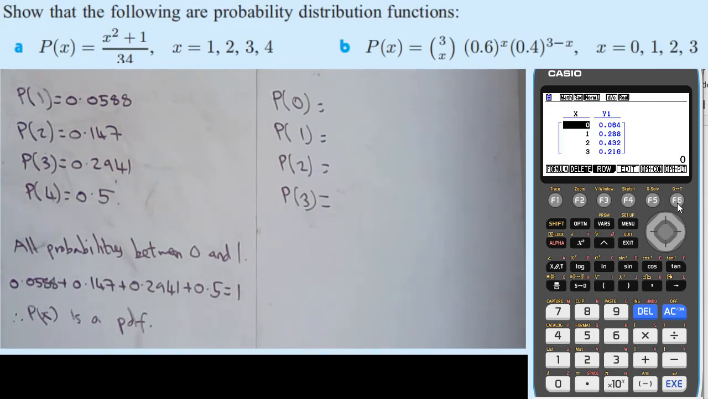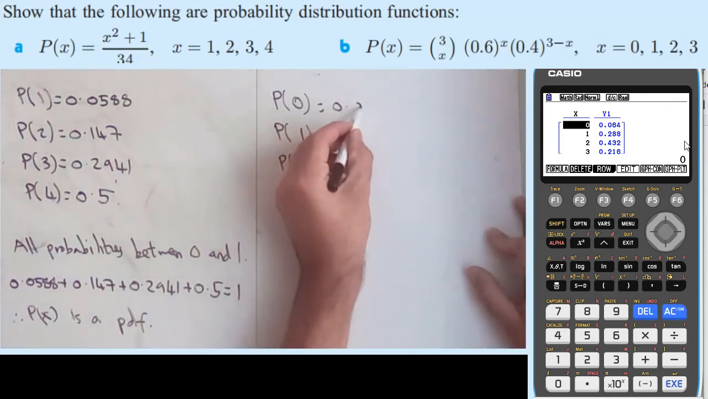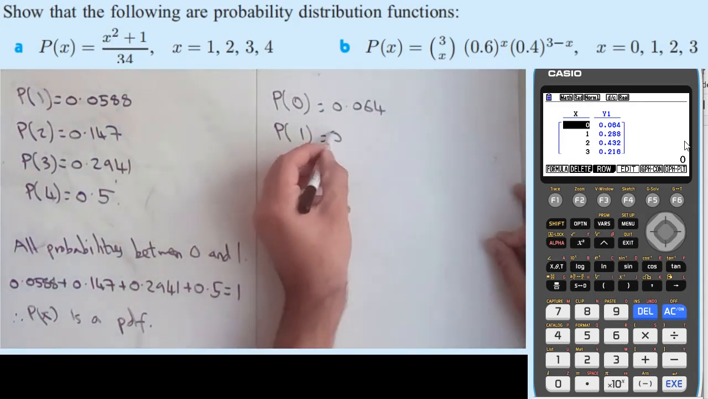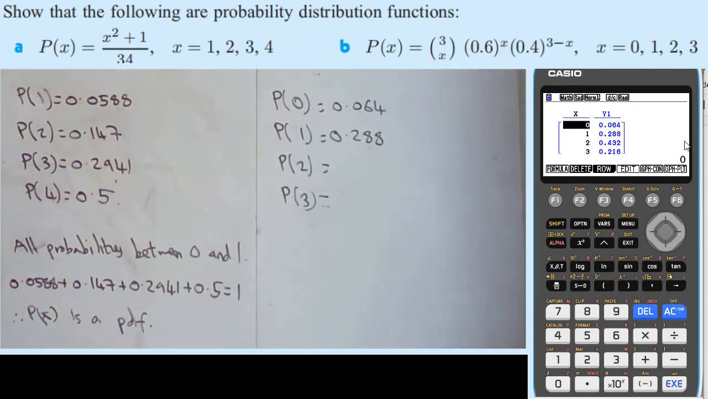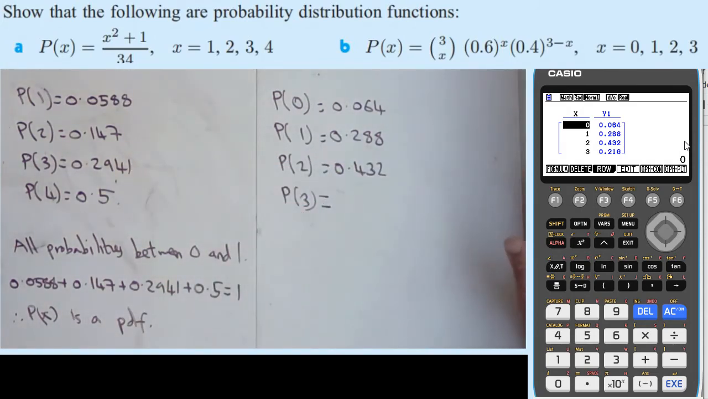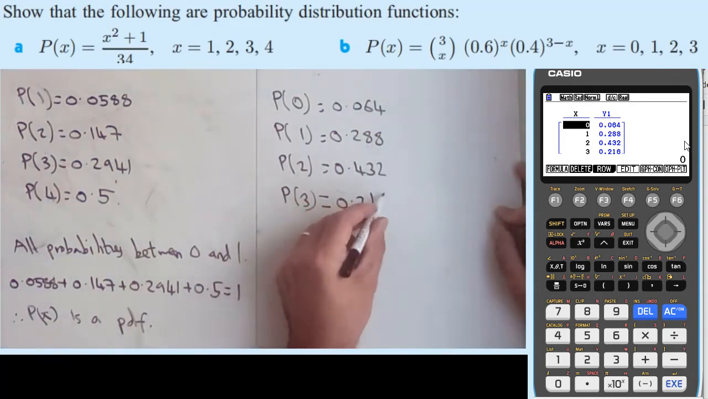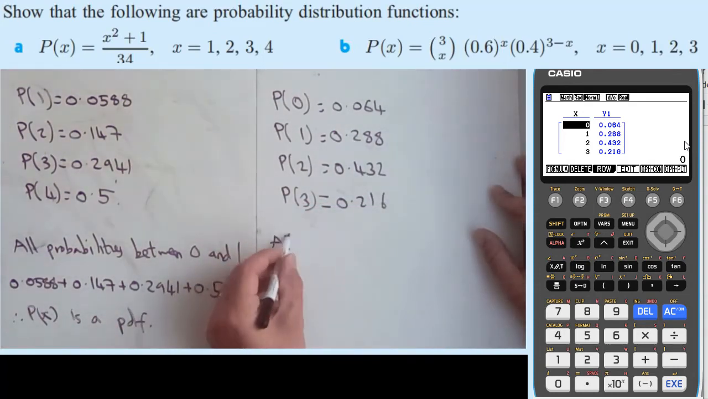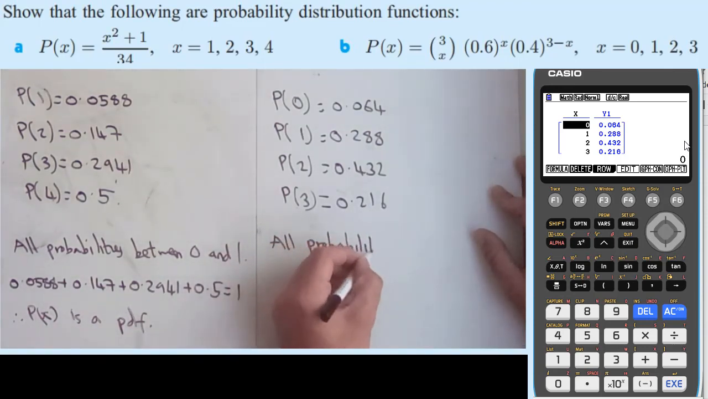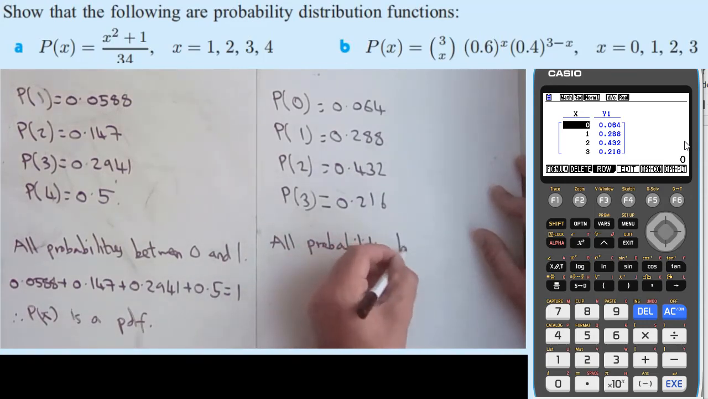So we go to table mode, and we've got some probabilities. P of 0 is 0.064. P of 1 is 0.288. P of 2 is 0.432. And P of 3 is 0.216. Again, all probabilities between 0 and 1, so that's fine.